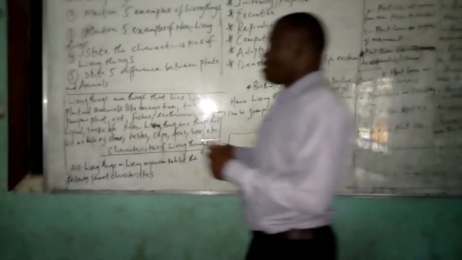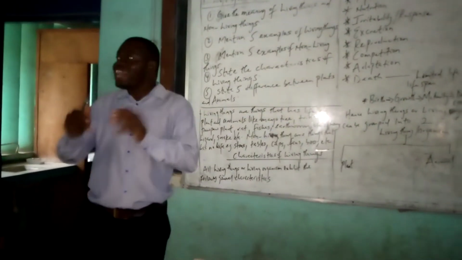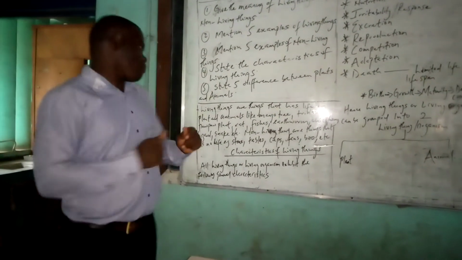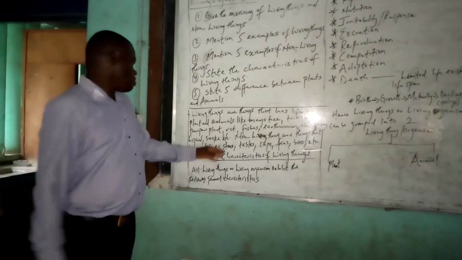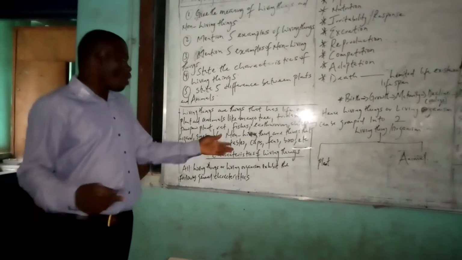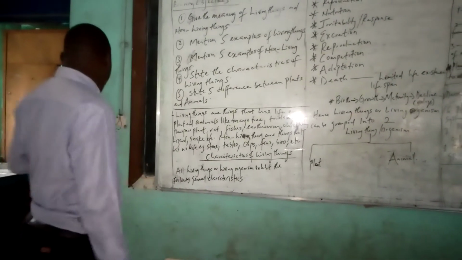Now, what are non-living things? Non-living things are things that do not have life. Examples are what? Table, stoves, cup, fan, Bible, etc.